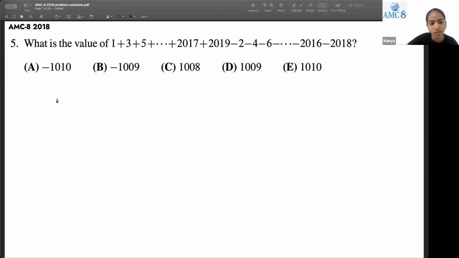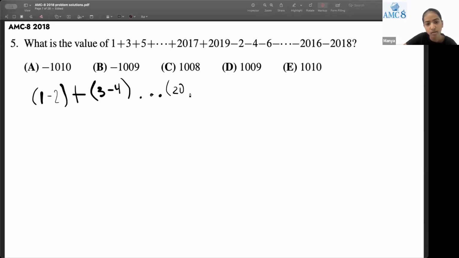So I'll be writing this right here. In parentheses, I'll be doing 1 minus 2 plus 3 minus 4. And this is just a simpler way to cancel out the numbers. So 1 minus 2 plus 3 minus 4 all the way until 2017 minus 2018. And we don't do 2019 minus 2020 because there's no 2020. It just stops at 2018.